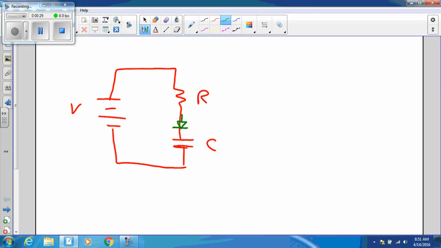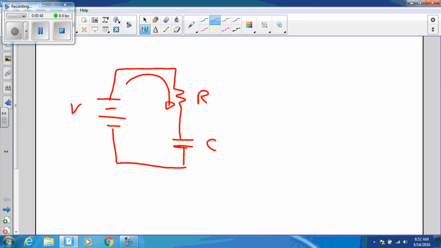The LED, because it tends to have a constant voltage drop, or nearly constant voltage drop, across it, is going to be irrelevant for our purposes. So I'm going to just simply take the LED out of the circuit. And we're going to use Kirchhoff's law to analyze this thing.